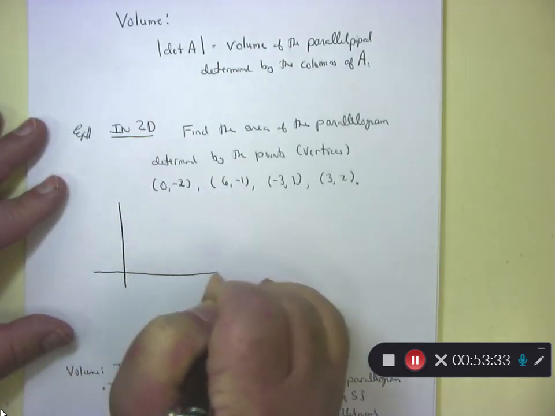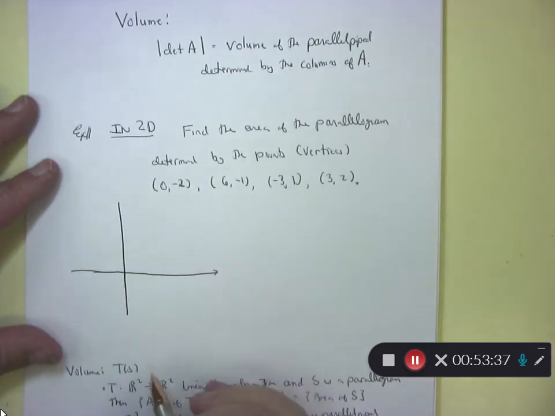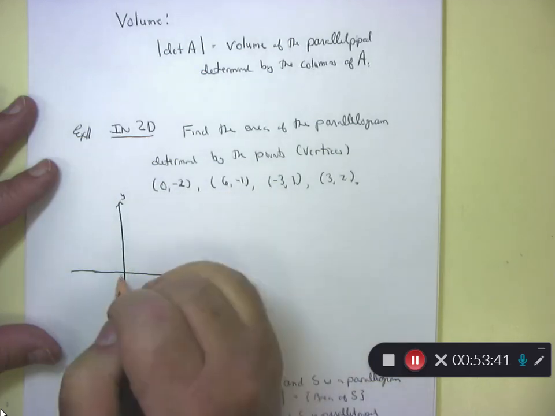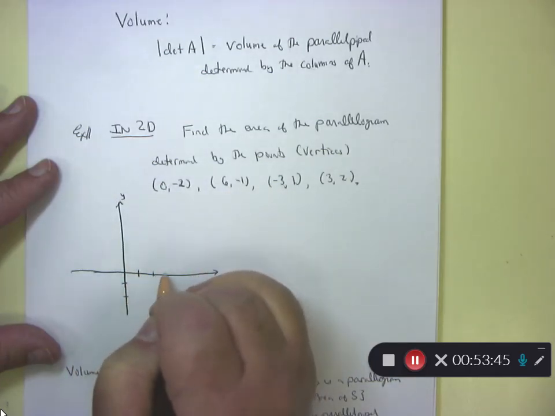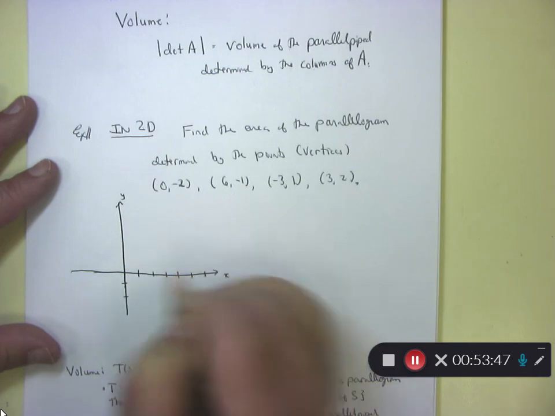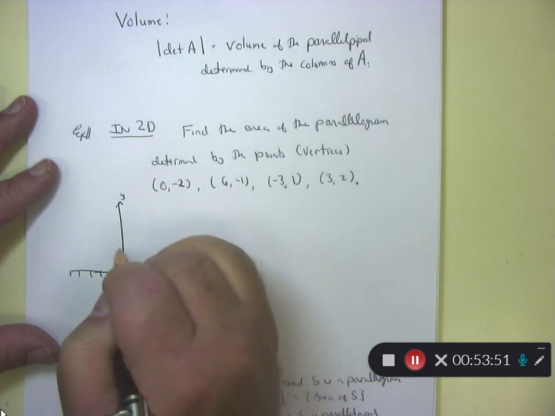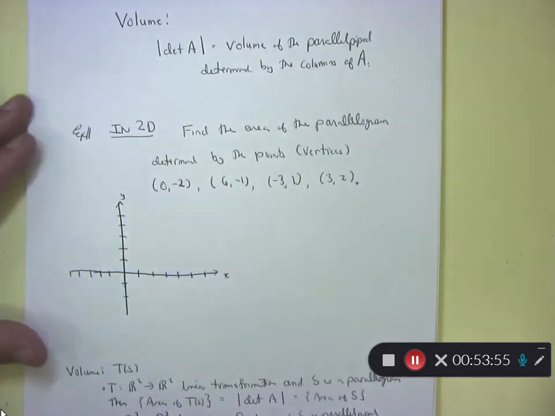Get a feel for it. You've got some negative numbers here, so we have to go into the other quadrants. X, Y, 0, -2, -1, -2. 1, 2, 3, 4, 5, 6. 1, 2, 3, 4, 5. 1, 2, 3, 4, 5. Okay, I think I've got enough there. All right, here we go.